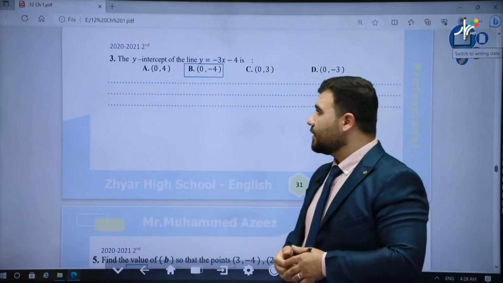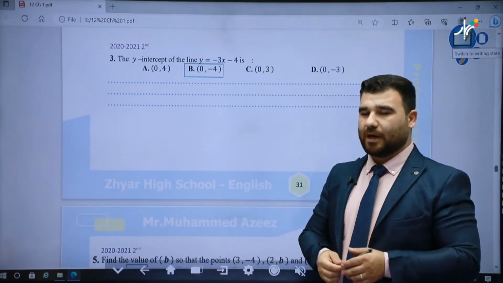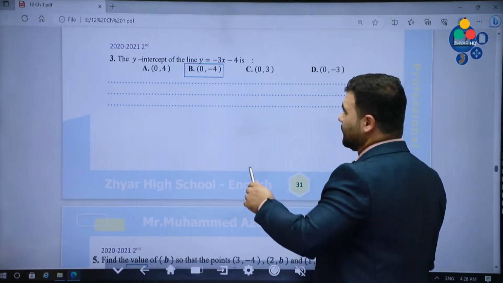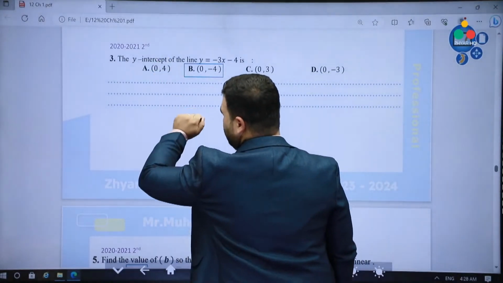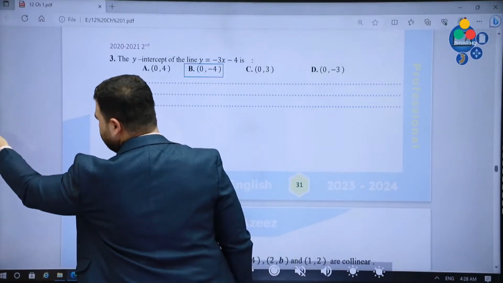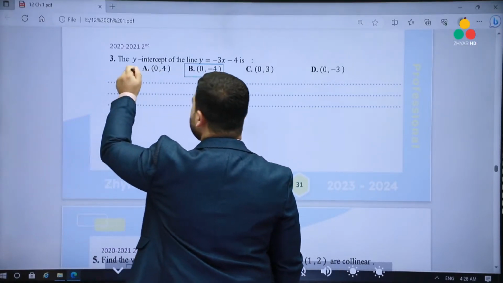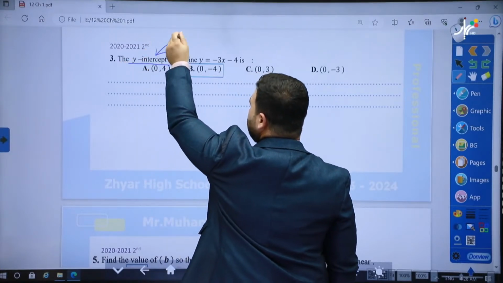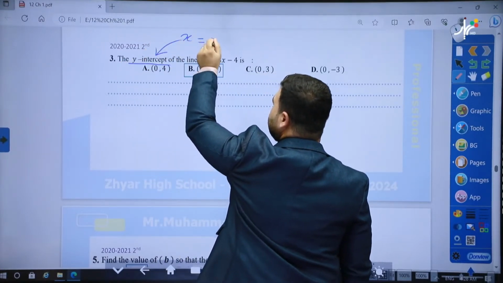Question 3. This question 3 is about y-intercept. To find y-intercept, x is equal to 0. Every time you see y-intercept, this means x is equal to 0.